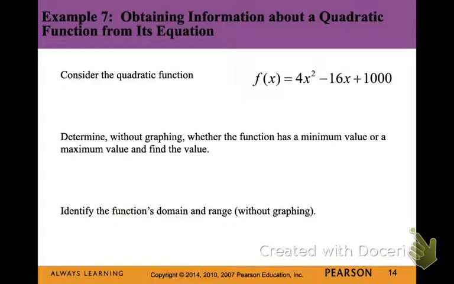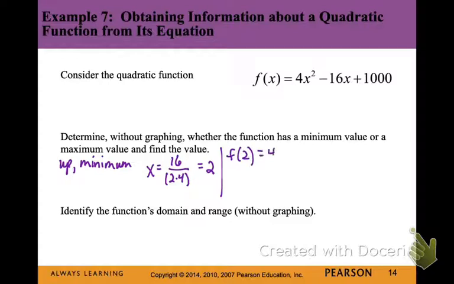So let's look at this quadratic equation and just get some information about it from its equation. We notice that it's in standard form. We're going to, without graphing, determine whether the function has a minimum value or a maximum. So our a value is positive 4. That means that our graph opens up. So it has a minimum value. So now we can use the negative b over 2a to find the x value of the vertex.